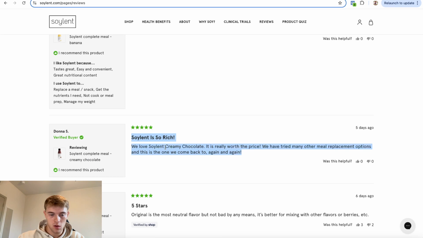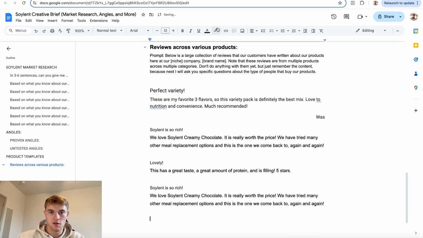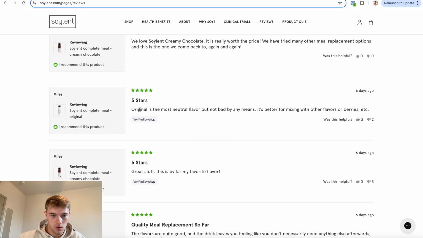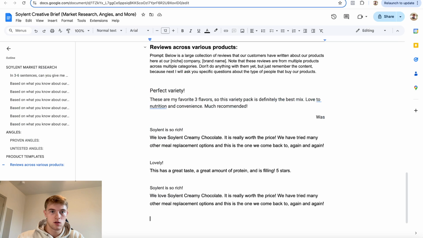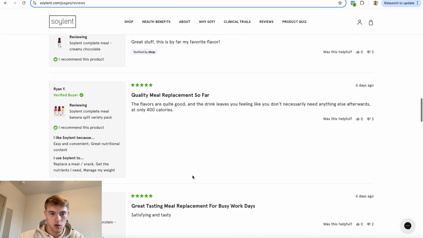Now, this is another one. They love the creamy chocolate. It's worth the price. And look, this is perfect for market research. "We've tried many other options. This is the one we come back to." They've tried many other options. That's perfect for market research because we want to know what it is that they've tried in the past. Now, I'm going to keep going. Here again, "original is the most neutral flavor, but not bad by any means." That's genuine thoughts from the consumer that we want to be using.